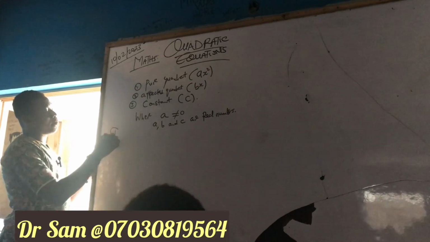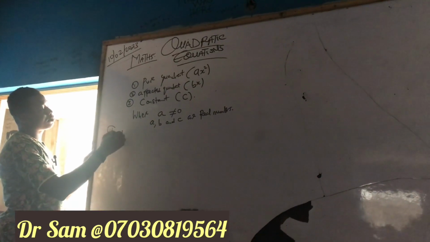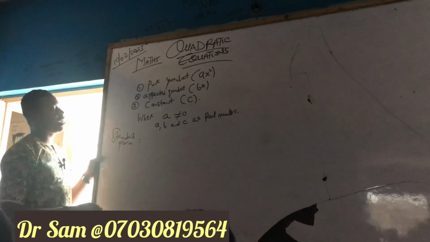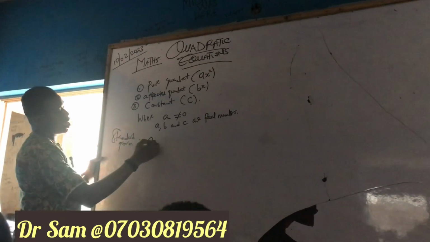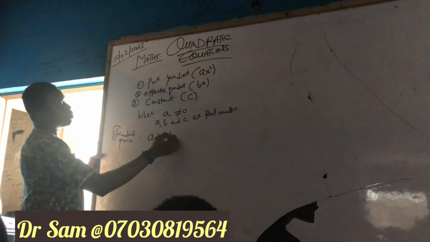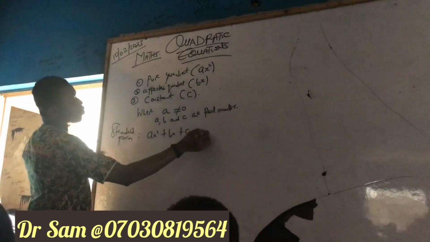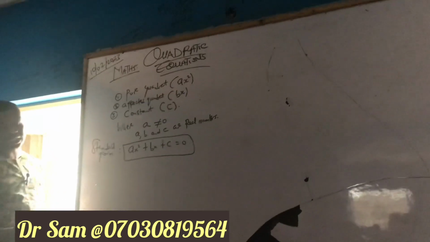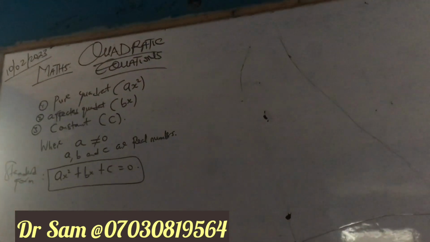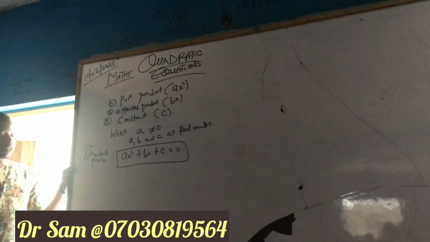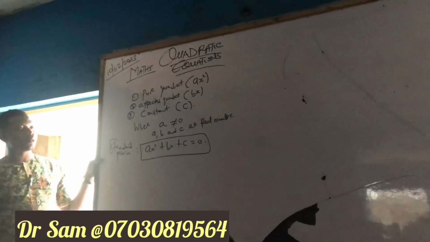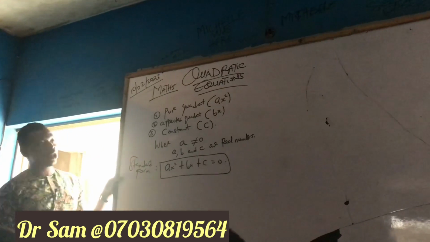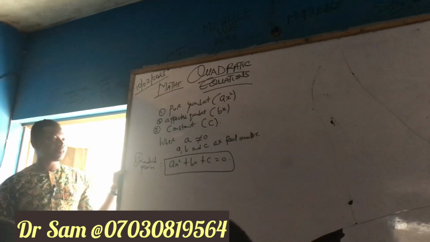The standard form of a quadratic equation must be in this nature: ax squared plus bx plus c equals 0. That's the standard form of a quadratic equation: ax squared plus bx plus c equal to 0, where a, b, and c are all real numbers.